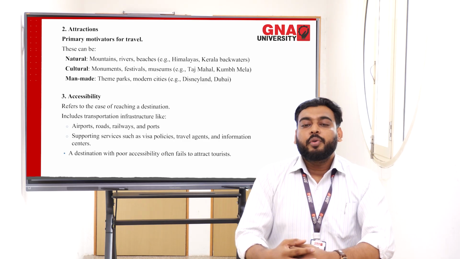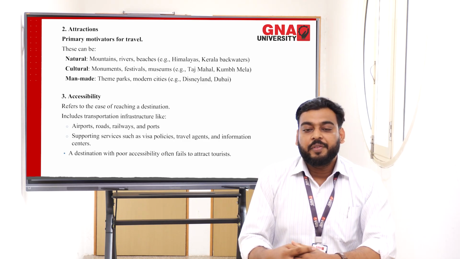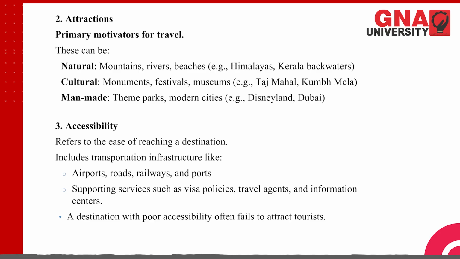Attractions, primary motivators for travel. These can be natural, cultural, and man-made. Naturals are mountains, rivers, beaches, for example, Himalayas and Kerala's backwaters. Cultural, monuments, festivals, museums, for example, Taj Mahal and Kumbh Mela. Man-made, theme parks, modern cities, for example, Disneyland.